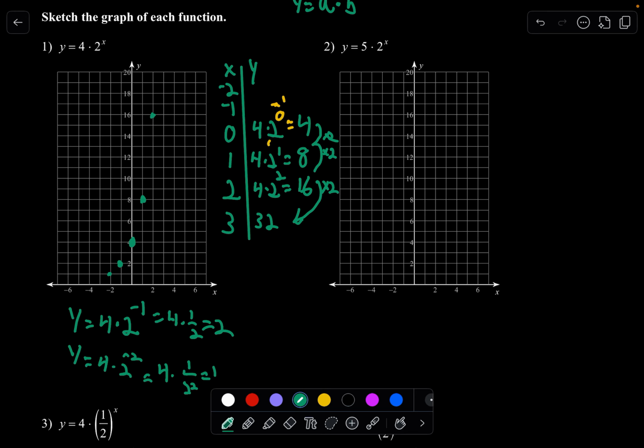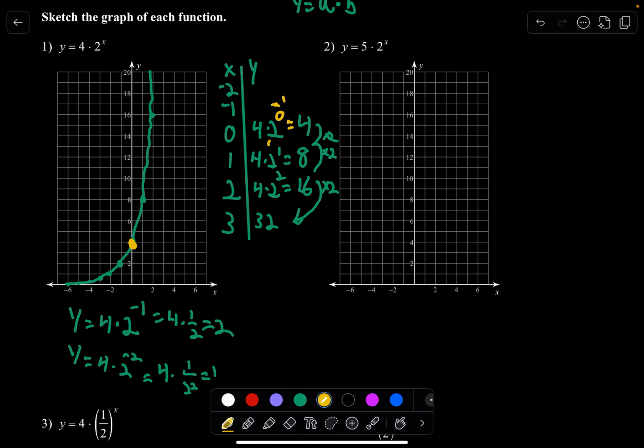Okay. When x is -3, you cut that in half. When x is -4, and you see you keep getting closer and closer to 0. You actually don't get to 0, but you get really darn close. All right. So we would just connect the dots with this kind of curve. And that's the graph.